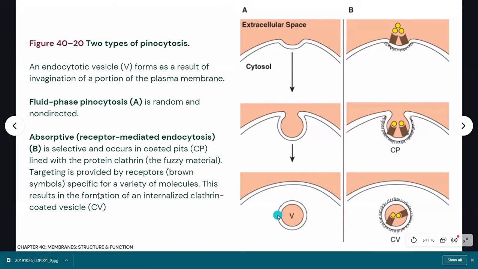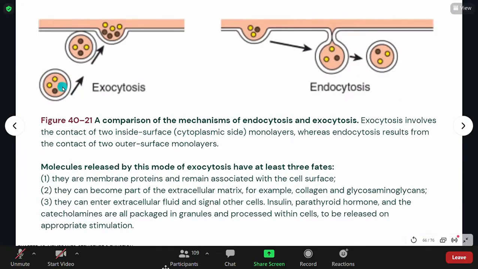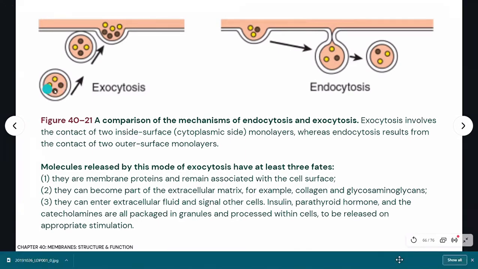Now this one, the molecules to be extruded out have to be inside a vesicle in which the membrane of that is similar to the membrane here, your cellular membrane, so that this membrane that encloses the macromolecules can become a part of your cell membrane.